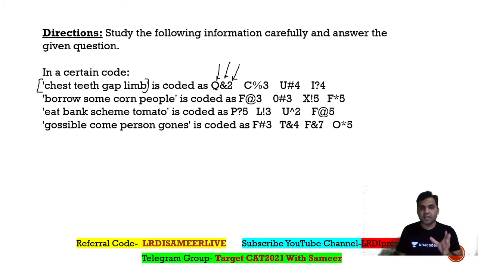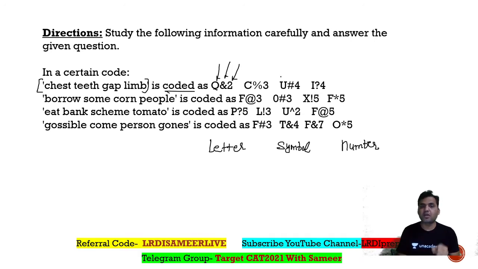Look at it. The coding of all of these words has been made of three parts. One is a letter, then you have the symbol, and finally at the last you have the number. And you're supposed to decode it. So what should be the methodology that you should be following to decode it?